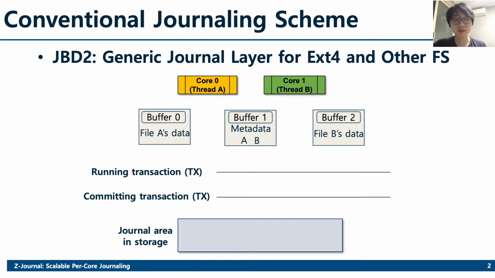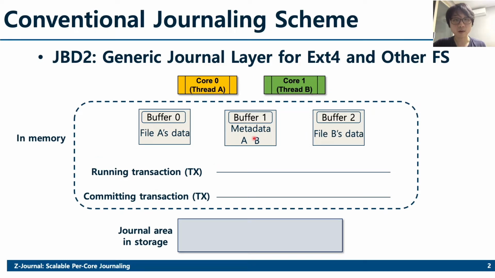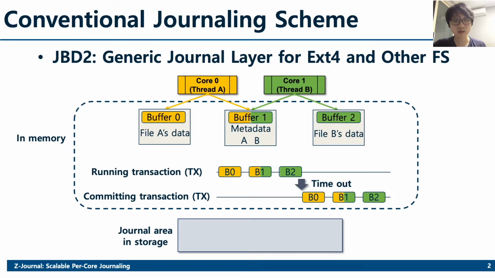As you can see in this figure, JBD2 has a centralized design. That means no matter how large a system is, it has only one single journal structure in use. In JBD2, there is a single running transaction in memory. A buffer represents an in-memory copy of a file system block. When a buffer is modified, the modified buffer is recorded in the running transaction first. When a transaction is closed by a fsync operation or timeout, it's changed to a committing transaction. Then, JBD2 begins committing the committing transaction.